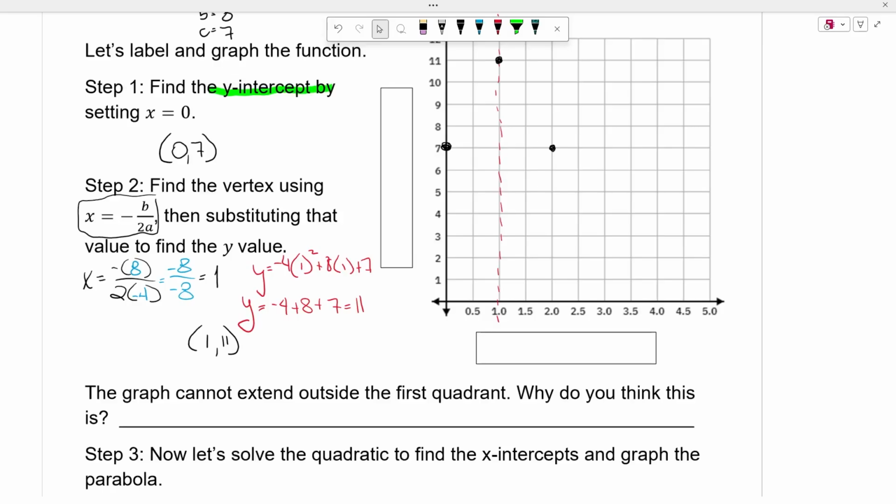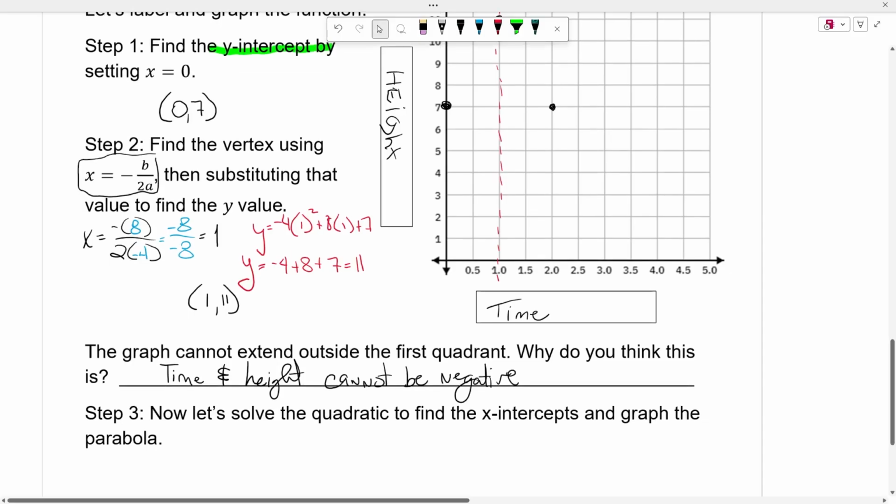Well, remember, along my x-axis, this is my time. And this one here, this is the height of the ball. Since I cannot have a negative measurement and I cannot have negative time, we have to keep everything in the positive realm. So time and height cannot be negative. So everything stays in the first quadrant.